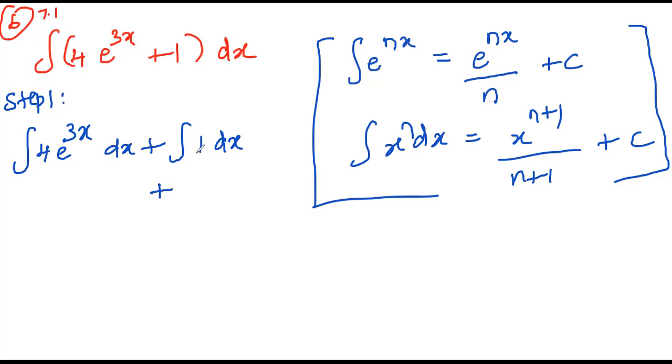I can rewrite 1 in terms of x. I can write 1 as x raised to the power 0 because anything power 0 will give me 1. And 4e power 3x can be written as 4 times e power 3x, like write it as 4 integral e power 3x. Whenever you see the constant is in multiplication or division with the integral, you just have to take it out.